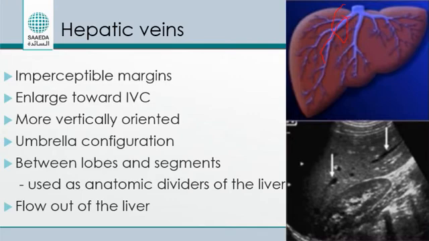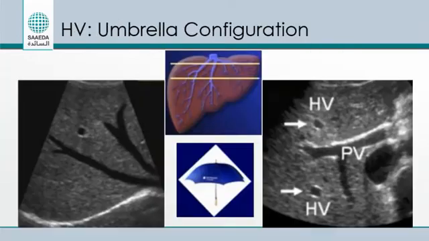The hepatic veins, this is very important. They are between the lobes and the segments. Okay, they are used as anatomic dividers, and they flow out of the liver. For example, here, this is the umbrella that we talked about. The spokes of the umbrella, this one and this one, are the hepatic veins meeting at the apex of the liver at the IVC. Okay, this is the IVC here. This is the right hepatic vein. The middle hepatic vein is this one.